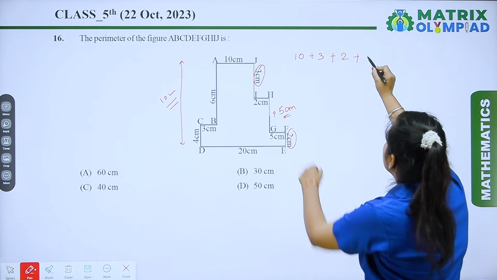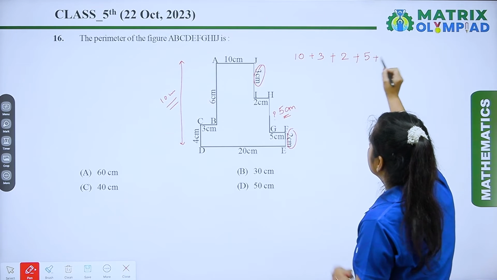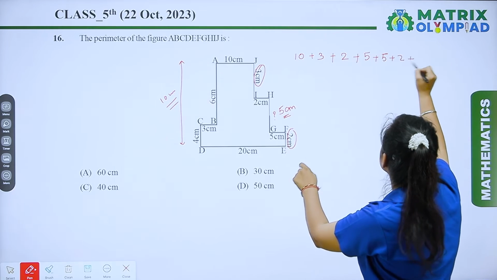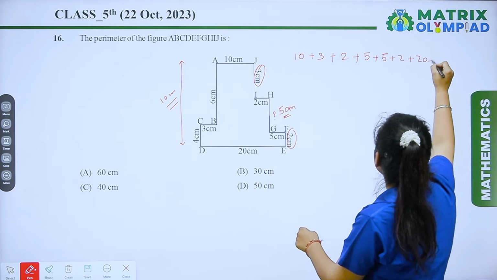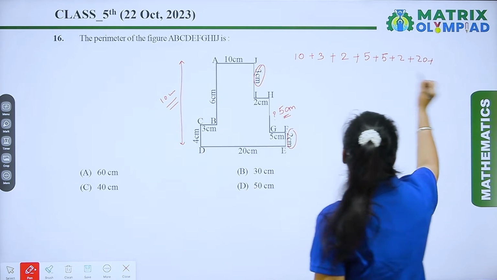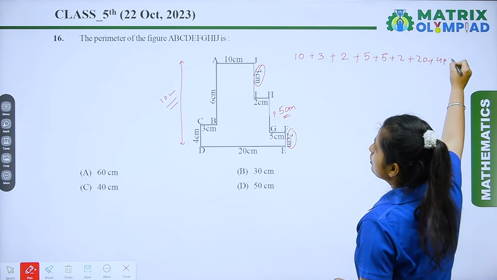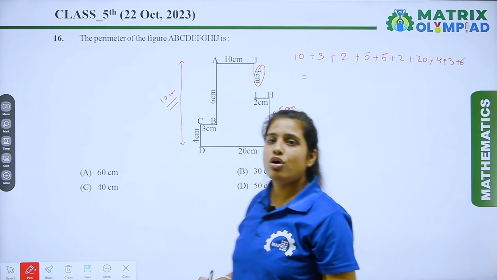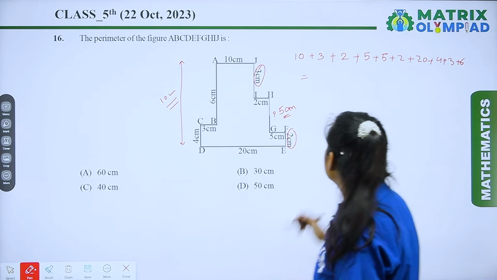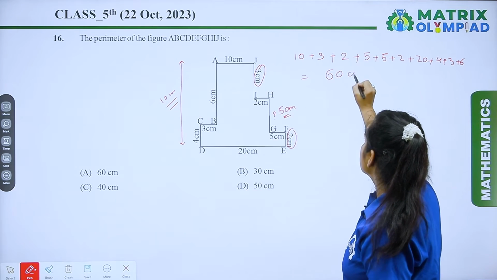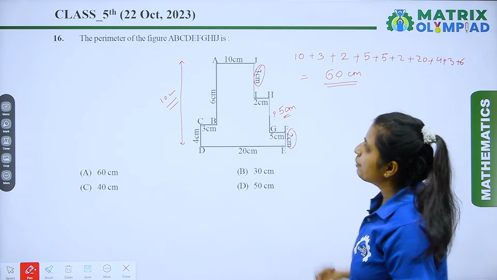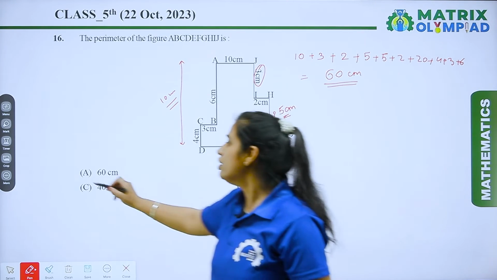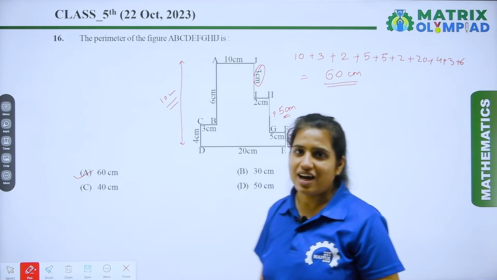So next after 2 we are going to add 5 centimeter plus again 5 centimeter plus 2 centimeter plus 20 centimeter plus 4 centimeter plus 3 centimeter plus 6 centimeter. So the sum of all these measurements is 60 centimeter. So the perimeter of this irregular shape is 60 centimeter. So here option A is the correct answer.